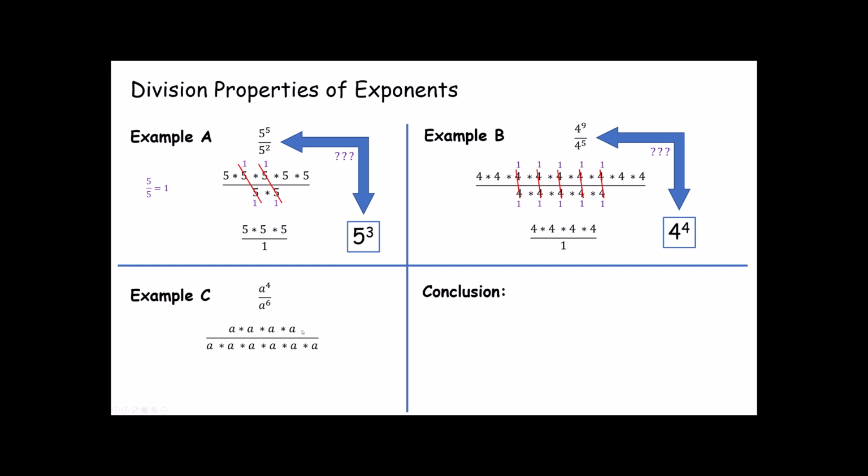This is 4 A's on top, 6 A's on bottom. I'm going through and looking for all the 1s. Remember, anything divided by itself is a 1, so it doesn't matter that I don't know what A is. If it's over itself, it's a 1. If A had a value of 4, 4 over 4 would be 1. If A had a value of 7, 7 over 7 is a 1. Whatever it is, if it's over itself, it makes a 1. Here's another 1, and another 1, and another 1.